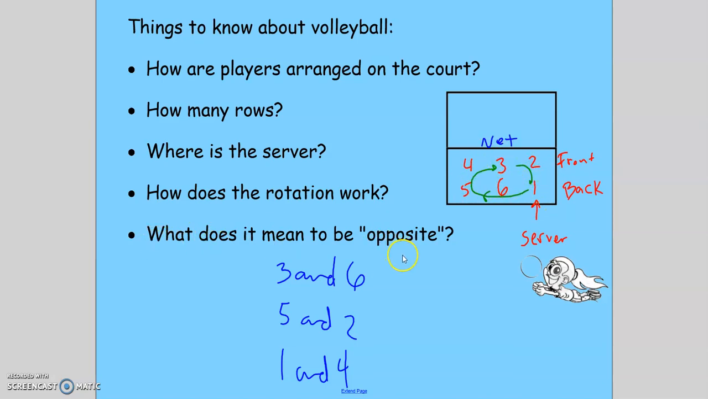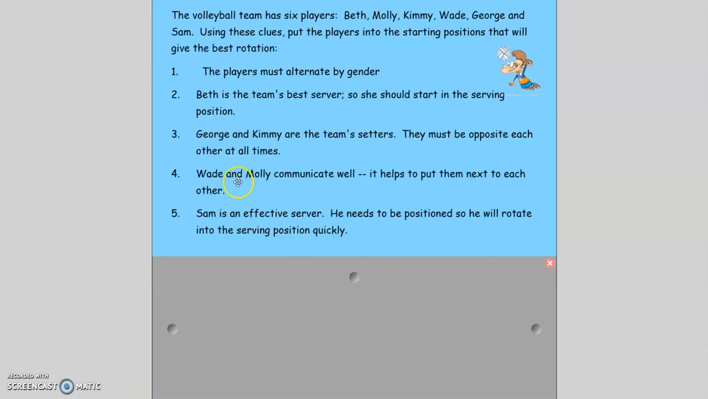What does it mean to be opposite? Positions that are opposite each other would be positions 3 and 6, 5 and 2, and 1 and 4. And you can see when they rotate, they maintain that opposite position, so that one will always be in the front, one's always in the back. So, with all that information, here's how I might set this up.